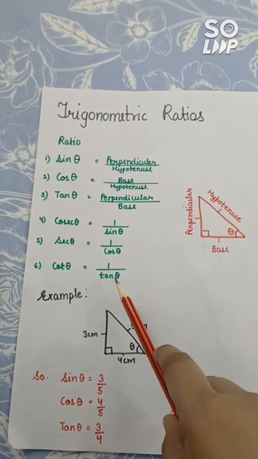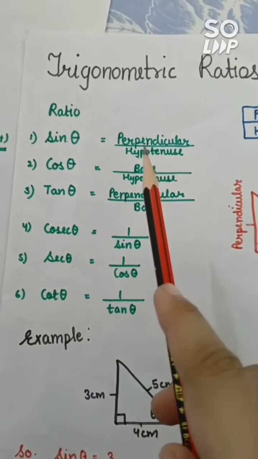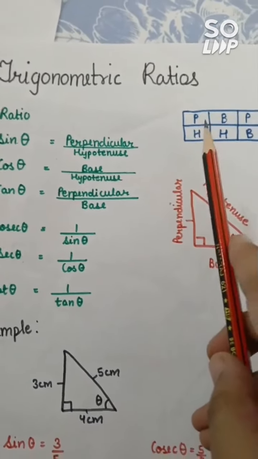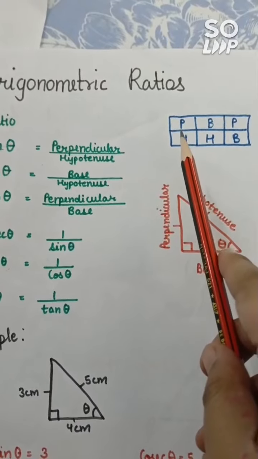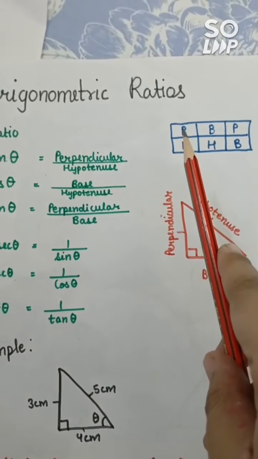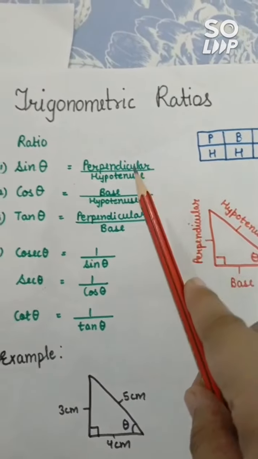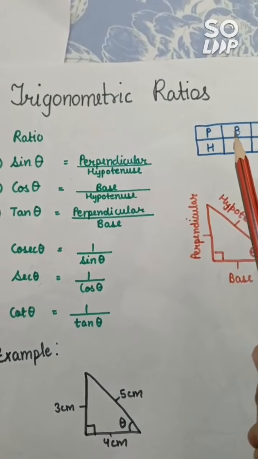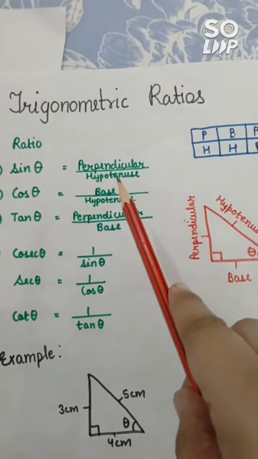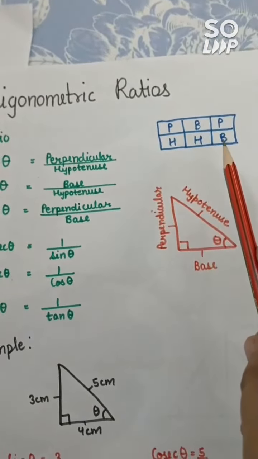Now some students might find it difficult to learn these formulas, but I have a solution for this. I have a trick. So we can learn it by PBP HHB, which is a mnemonic for Pandit Badri Prasad, Hindustan Hara Bhara. So this line is for numerator and this line is for denominator. Remember, you should always learn formulas by heart, but this mnemonic can help you for some time.